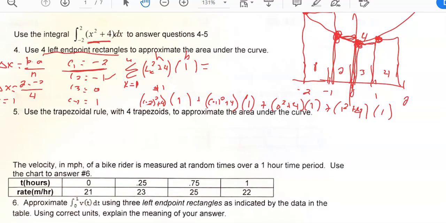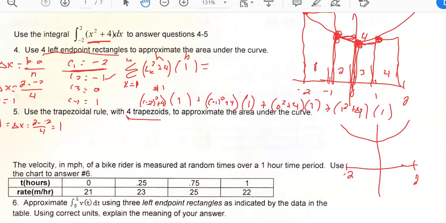But we now have some space to work with our trapezoid rule. So I'm going to sketch out the same curve, x squared plus 4, still going from -2 to 2. Instead of 4 rectangles, we're going to do 4 trapezoids. We start this the same way. We calculate our change in x: 2 minus -2 over 4. Our change in x is going to be 1.